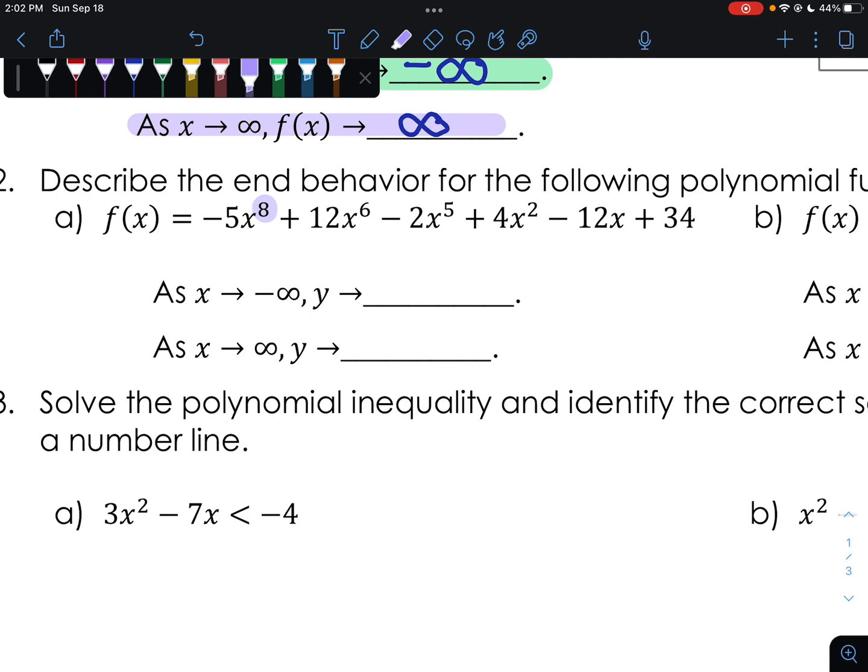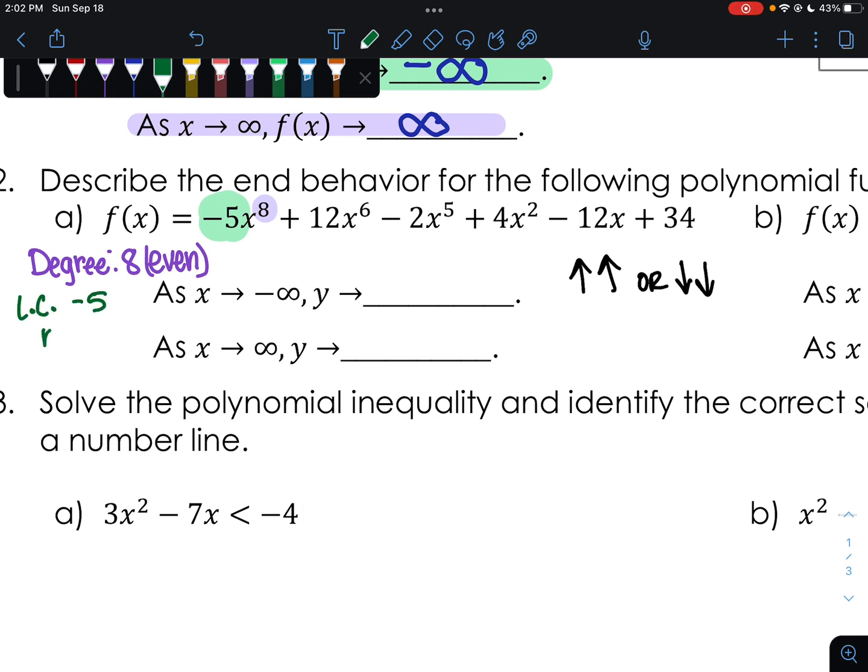8 is an even degree. So my degree is 8 and it's even. I know even functions go in the same direction, so they're either both going up or they're both going down. Now I look at the leading coefficient. The leading coefficient is attached to the highest degree, so that would be the -5. So my leading coefficient, I'm going to abbreviate it LC, is -5, which means it's negative.